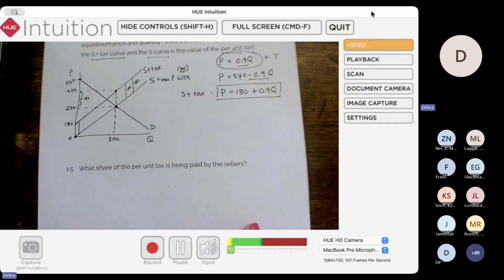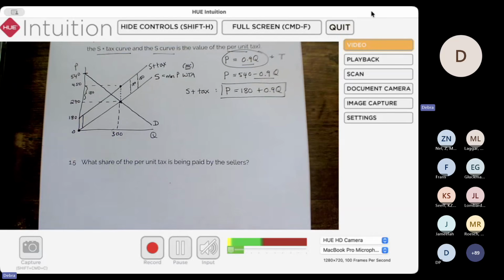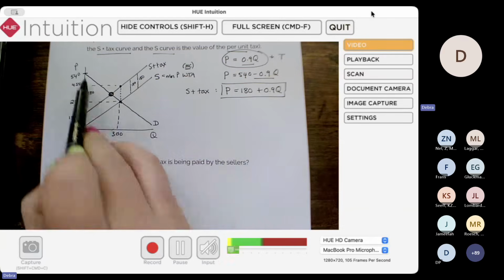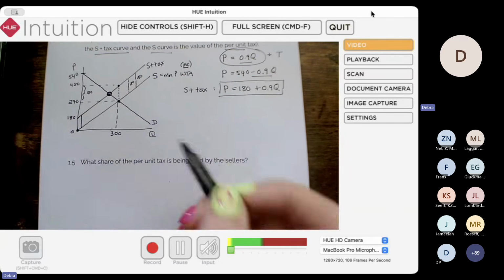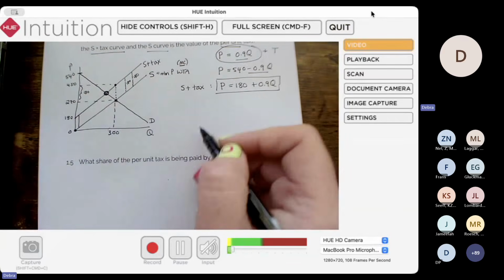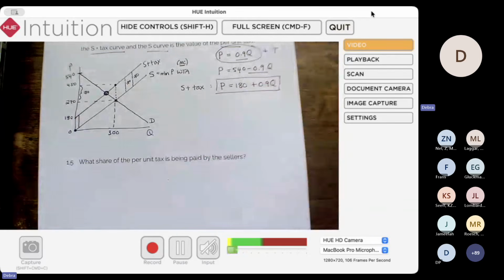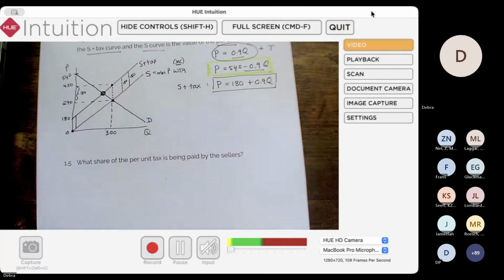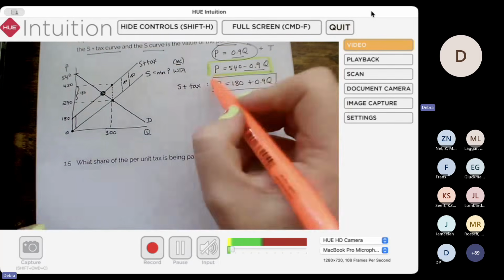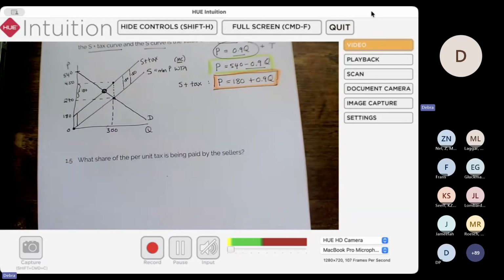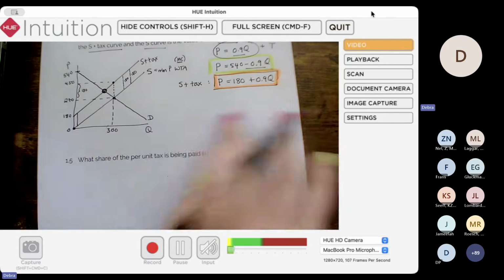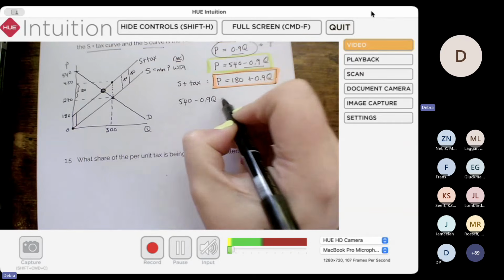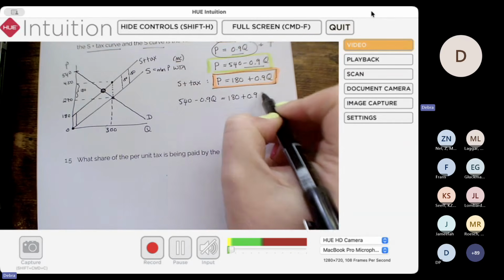And so where does the market now end up being in equilibrium? It ends up being in equilibrium where the supply plus tax curve intersects the demand curve. So in order to find the equilibrium price, we now need to set demand, which is this function over here, equal to supply plus tax. So those are the two equations we're going to make the same. So 540 minus 0.9Q is now equal to 180 plus 0.9Q.